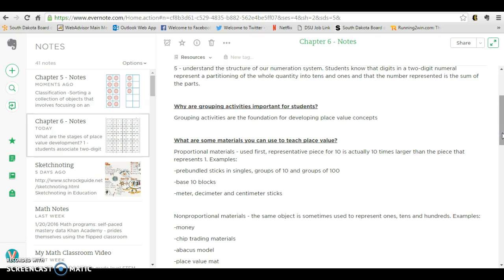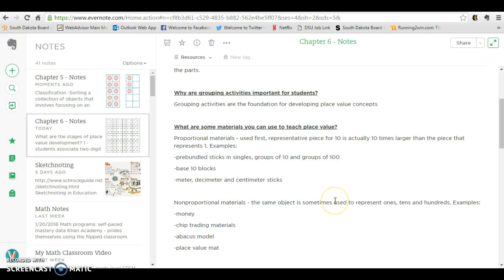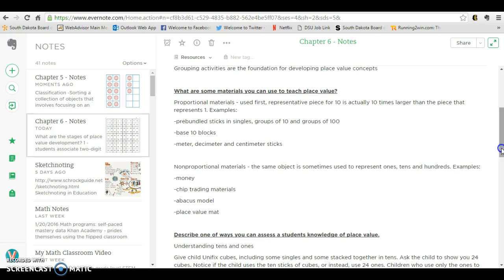What are some materials you can use? There are proportional materials, and those are usually used first for the younger students. The piece that represents 10 is actually 10 times larger than the piece that represents 1. So some examples are pre-bundled sticks that are in singles, groups of 10s and groups of 100, base 10 blocks, and then meter, decimeter, and centimeter sticks you can use. And then there are non-proportional materials, which are the same object that is sometimes used to represent ones, tens, and hundreds. So money, chip trading materials, place value mat, things like that.